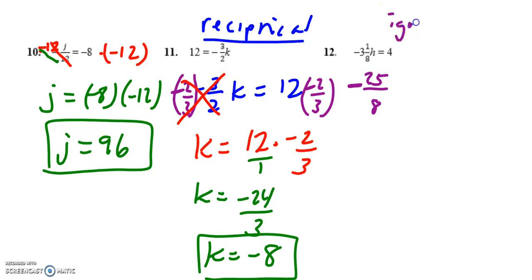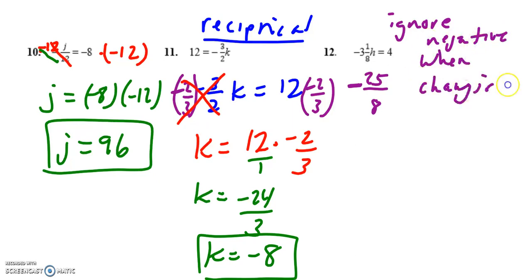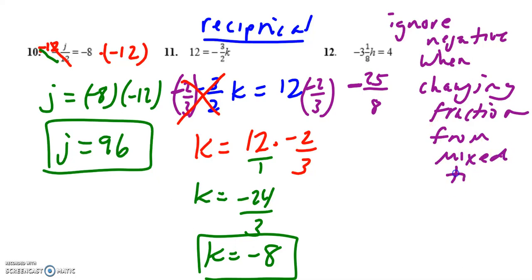So I'm going to write a note: ignore the negative when changing a fraction from mixed to improper. I wish that was a little bit neater, my apologies, but what it says again is ignore the negative when changing a fraction from a mixed number to an improper number. So if I come back up here, I'm just going to erase this and make it into a different color, just so everyone can see it a little better.